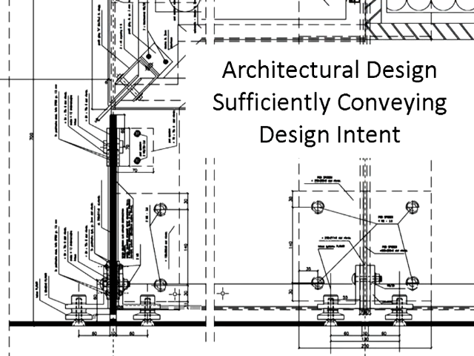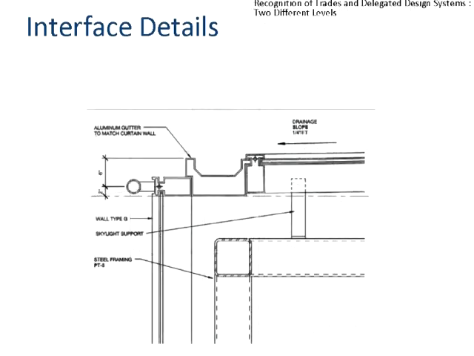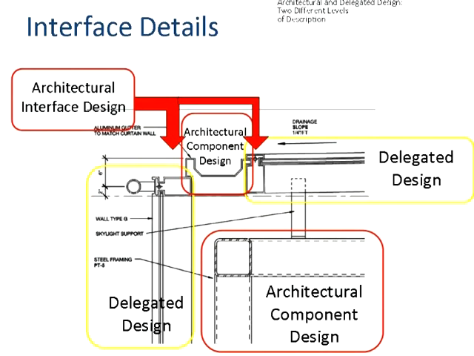Now on the right side you can see the typical European set. On the left side you can see construction documents from the average American set. An architect would be fired if they provided something like that in Europe. Now, how to recognize which parts here are architecturally designed interfaces and which are delegated? Where do we need to focus our attention?